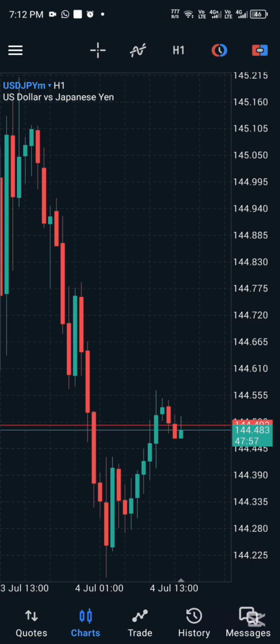So this is USD/JPY. You can see there are two lines on the chart. We have the green line and the red line. The gap between the red line and the green line is what we know as spreads. Okay, that's what we know as spreads.